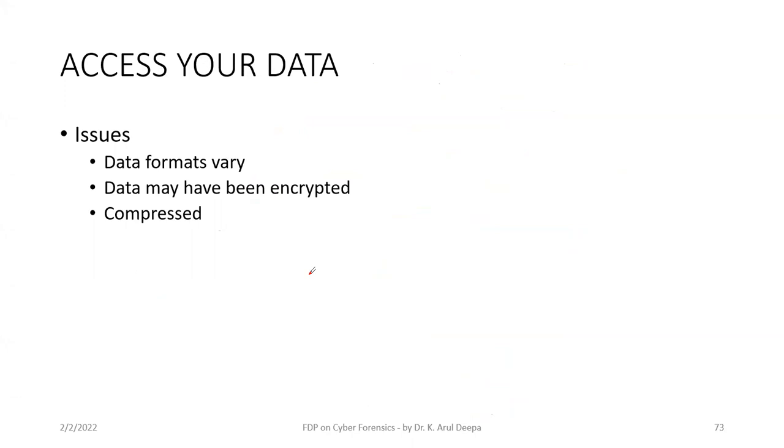Then how to access your data, because it is not possible to read the data all the time, because data formats vary. The format that the victim system has may not be supported in the forensic system. So data format changes would be there. Raw data could be in encrypted or compressed or encoded manner. So you need them to be in an uncompressed or decoded or decrypted version. So appropriate tool or software is necessary.